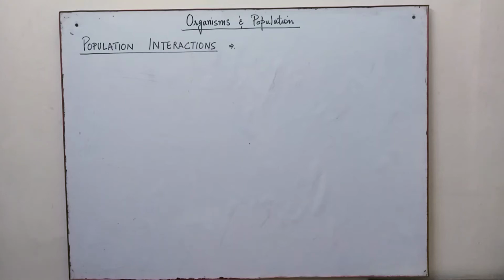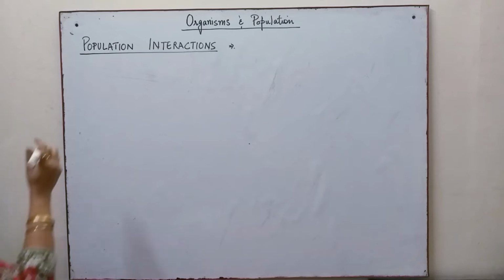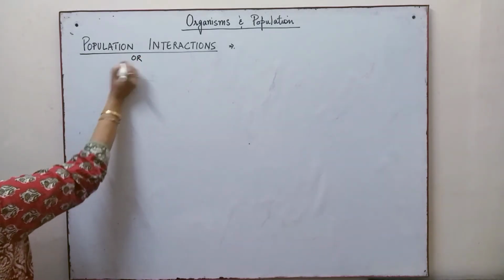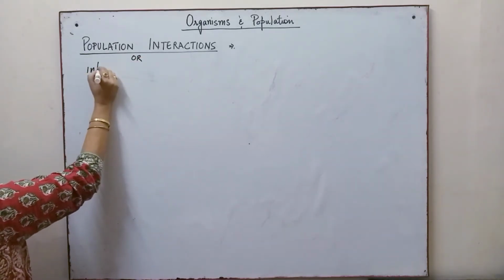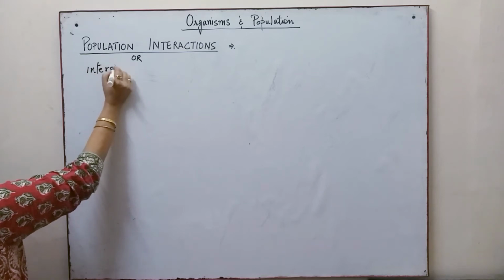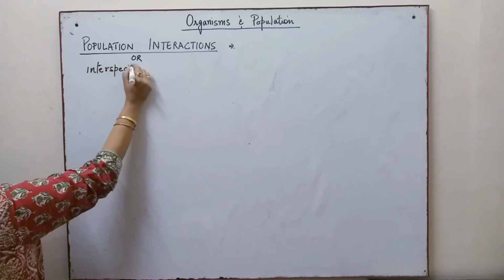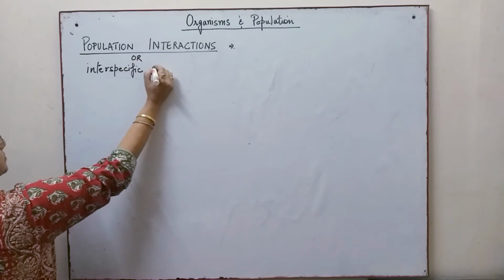We'll be talking about another important topic of the chapter Organism and Population, that is population interaction, or we also call it interspecific interactions. Now, what does the term mean?